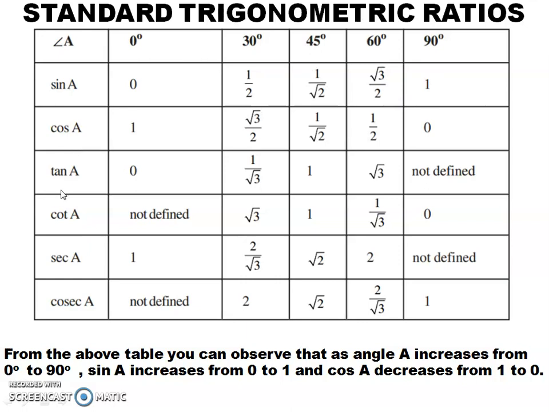Now what is tan? Tan is sin theta by cos theta. So if you do 0 by 1, it's 0. 1 by 2 divided by root 3 by 2 is 1 by root 3. 1 by root 2 by 1 by root 2, what is the answer? That is 1. Root 3 by 2 by 1 by 2, what's the answer? Root 3.